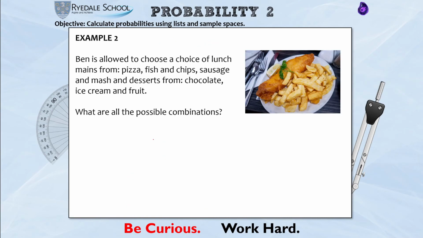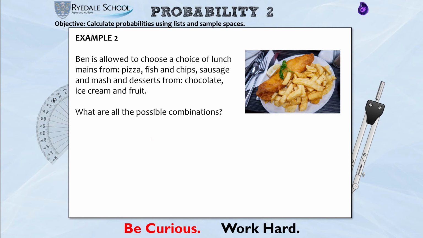In my second example, we're just going to look at a situation where we are listing some combinations, all the different things that can happen. So Ben is allowed to choose a choice of lunch mains from pizza, fish and chips, sausage and mash, and desserts from chocolate, ice cream, and fruit. What are all the possible combinations?